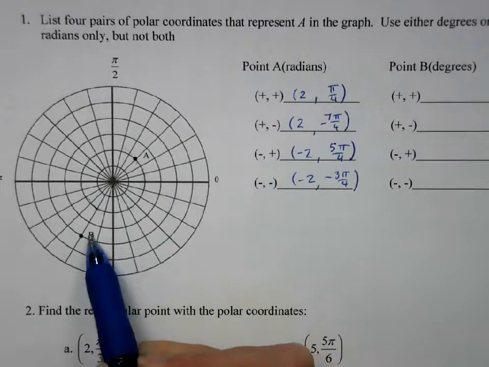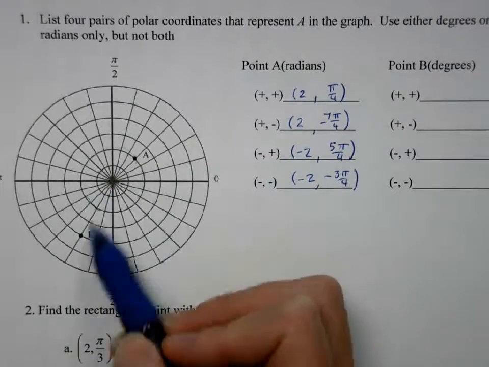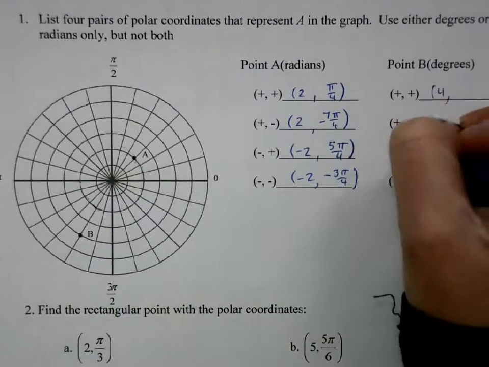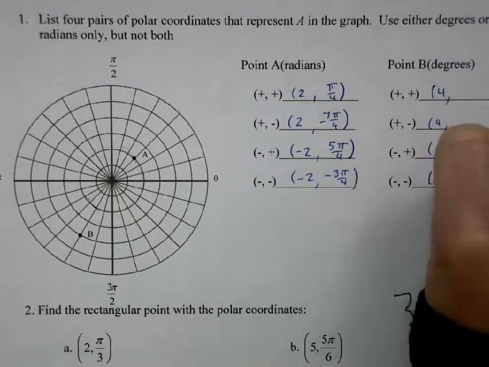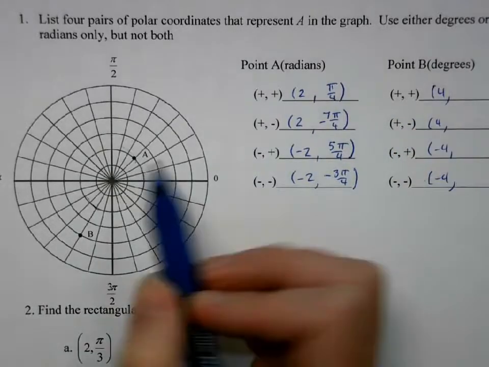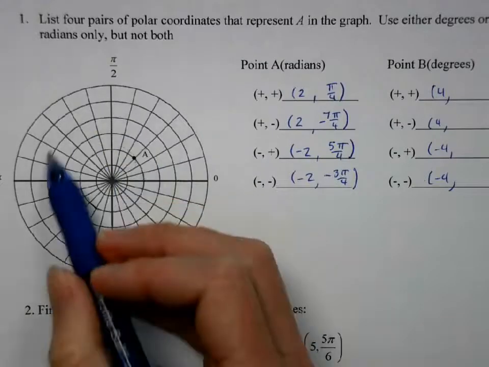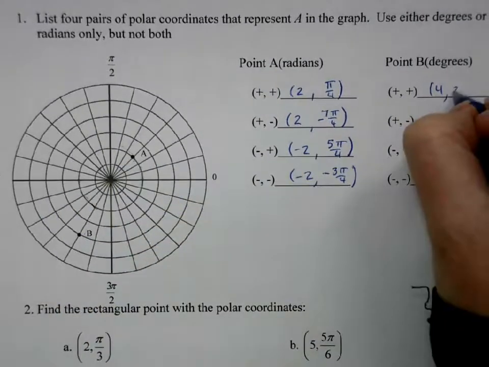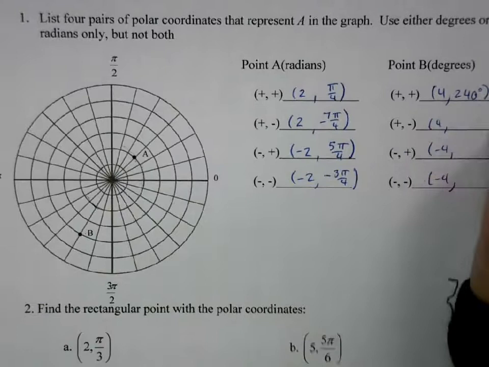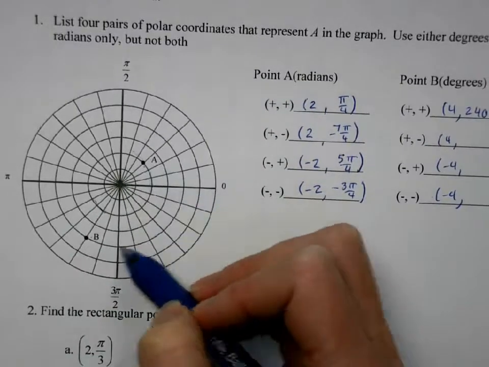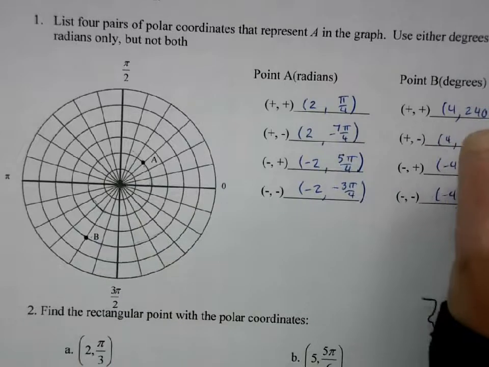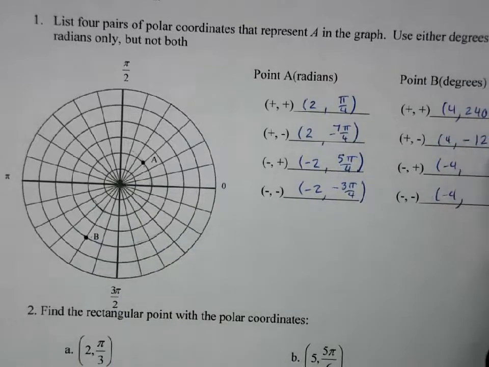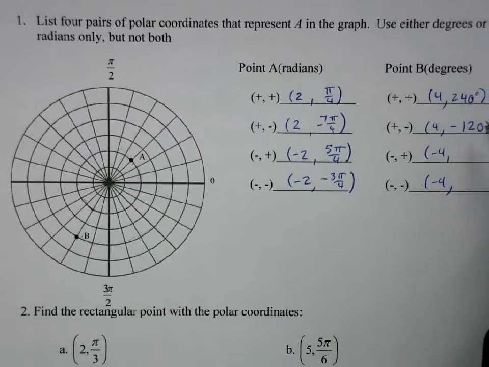Okay, now let's look at B. B has an r value of 4. Then we just need to figure out the corresponding angles. So if I start at 4 going counterclockwise, that's going to be 240 degrees. If I start at 4 going this direction, that's going to be 120, so negative 120. And if you add up the absolute value, we get 360.